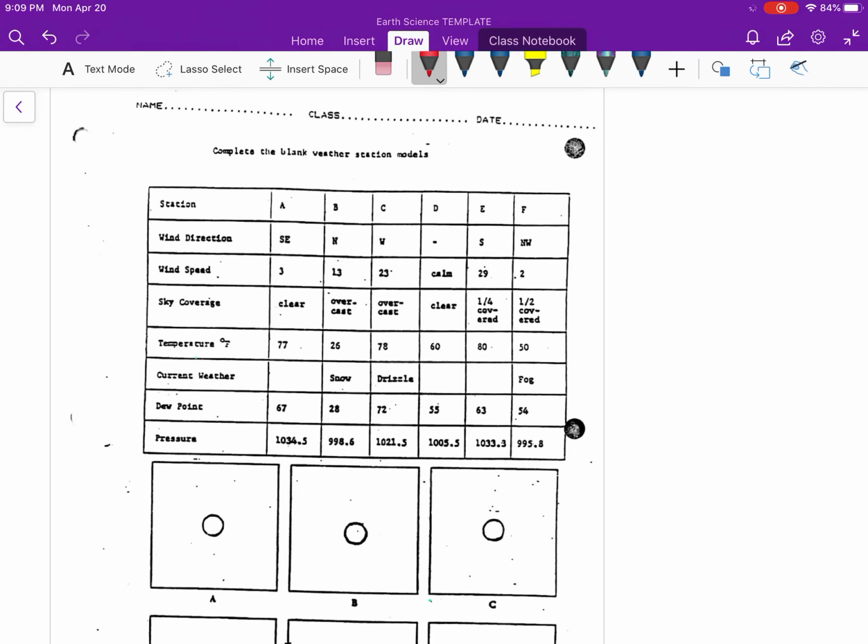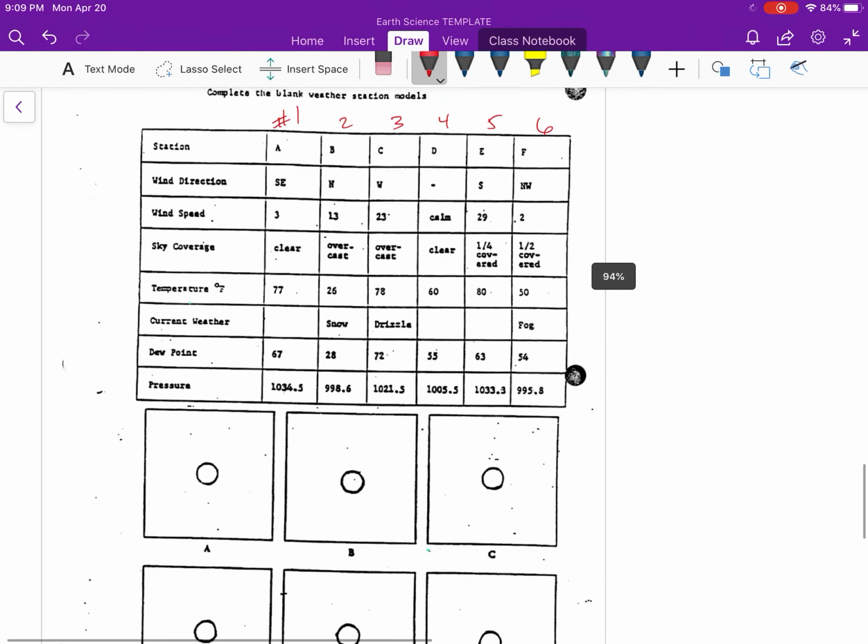So this is what I want you guys to do. You've got 6 examples. So each column is a weather station, and you are to draw them down here. All right, pretty simple, self-explanatory. All right, remember, if it's clear, you keep the circle blank. If it's overcast, that means that it's 100% cloudy, so you would color it all in.